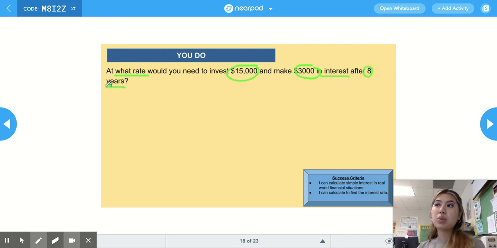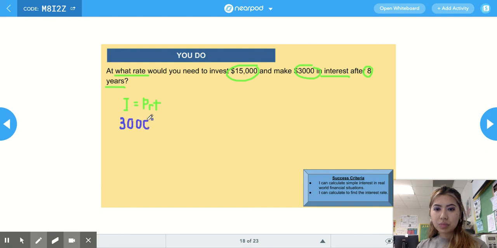So we're going to start off the very same way that we started off all the last problems. We're going to write out our equation. So we have I is equal to P times R times T. And then we're going to plug in or substitute the values that are relevant to this problem. So we know that the interest earned, that we're trying to find out, is 3,000. So we have 3,000 is equal to, our principal amount is 15,000. Our rate we don't know, so we're just going to leave it as R. So we have times R, but we do know what our time is, and that is 8 years. So we're just going to substitute the 8.